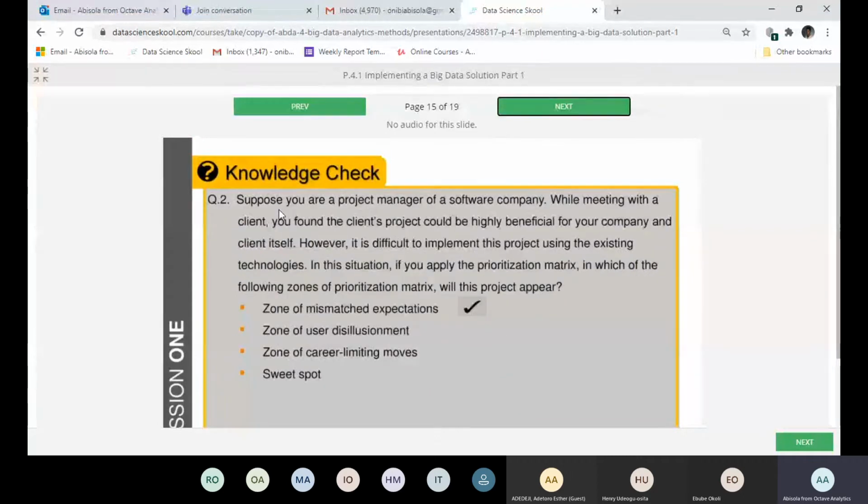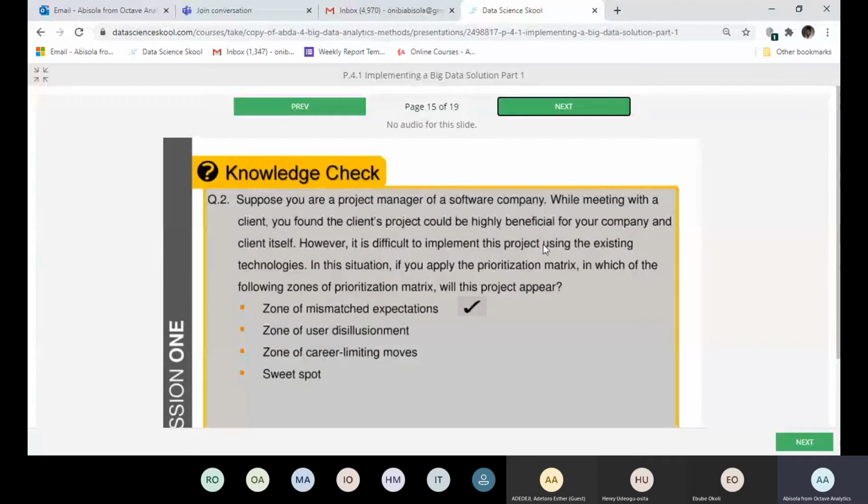Suppose you are a project manager of a software company. While meeting with a client, you found the client's project could be highly beneficial for your company and the client itself. So a company gave you a project, and then you met with the client and found out that the client's project is beneficial to the client and also beneficial to you. But it's difficult to implement this project using the existing technologies. That is, you cannot implement the project using the existing technologies.